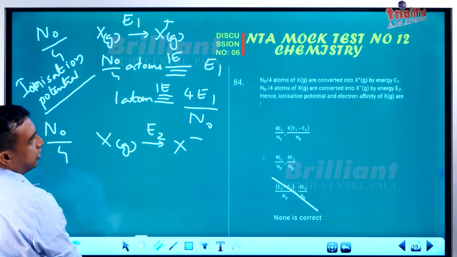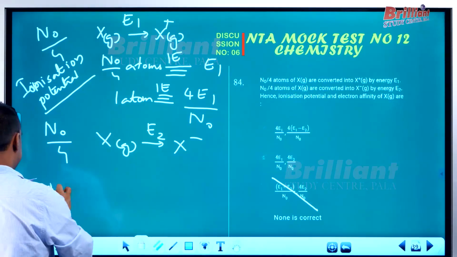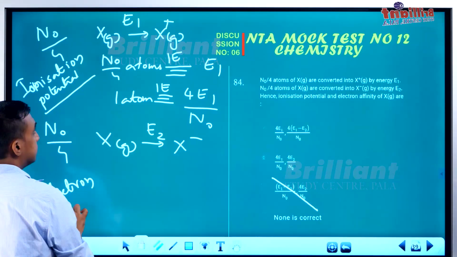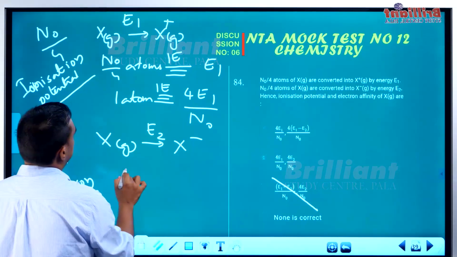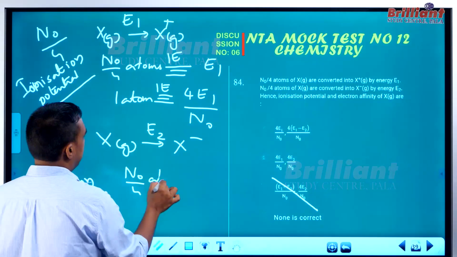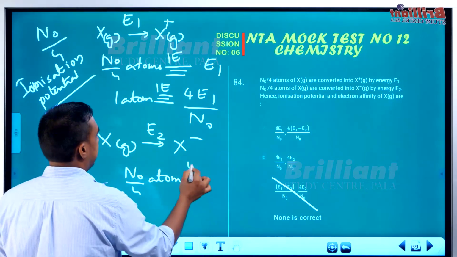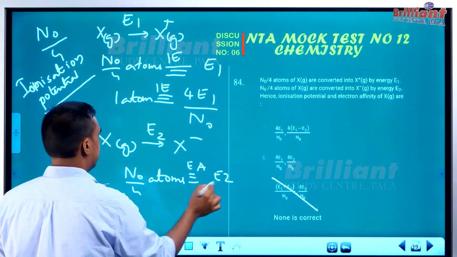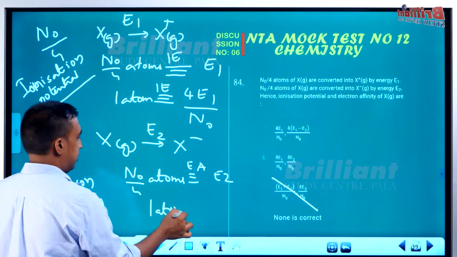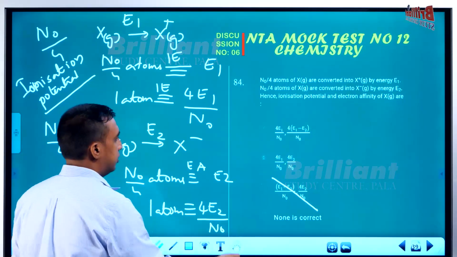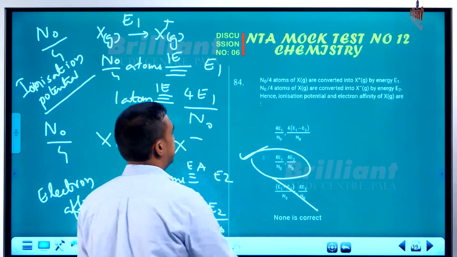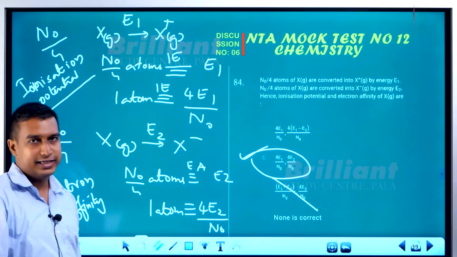Now coming to electron affinity. The electron affinity of N0 by 4 atoms is E2. So for one atom, I can write 4E2 by N0. So automatically my answer is option D. I hope you have got the idea.